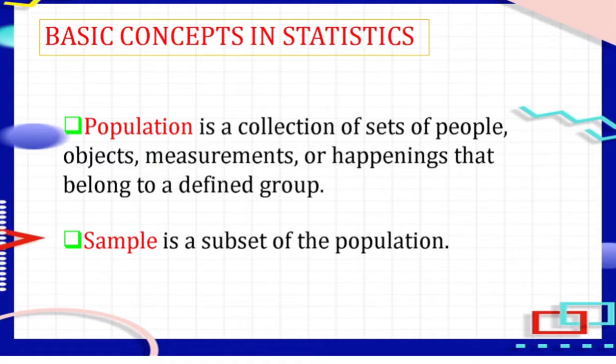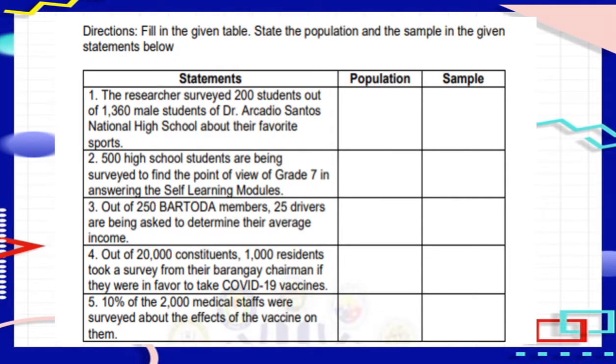Pero, meron din tayong tinatawag na sample. When you say sample, it is a subset of the population. So, based in our example, kung magkakandak ng isang study sa isang school, kukuha lang doon ng sample. So, kung gusto ko ay 50 students lang, kukuha lang po ako ng 50 students out of the total enrollment. Now, let us answer this one. Directions. Fill in the given table, state the population, and the sample in the given statements.